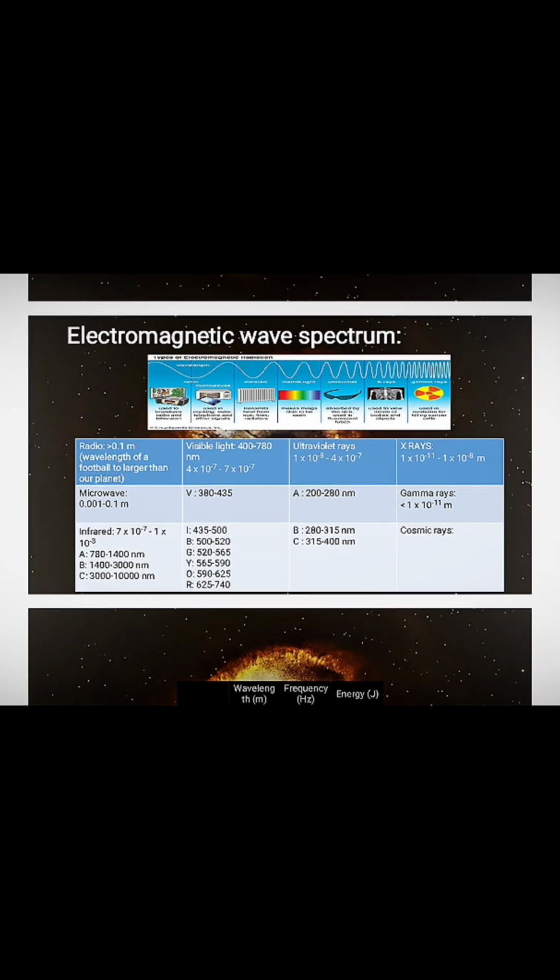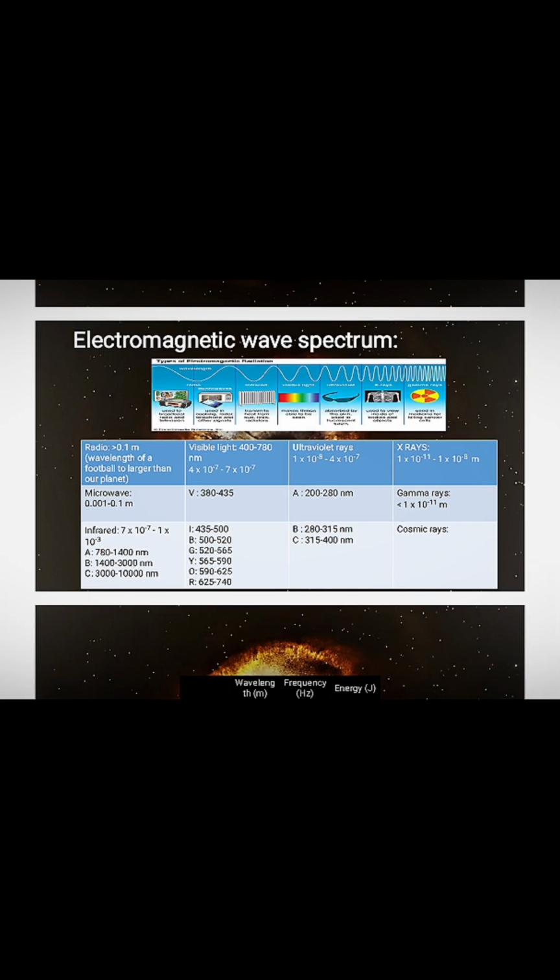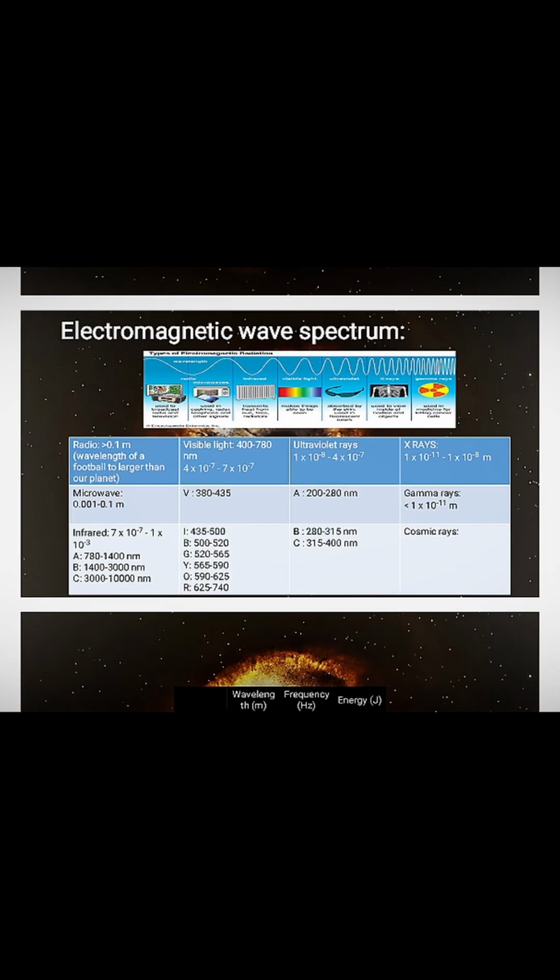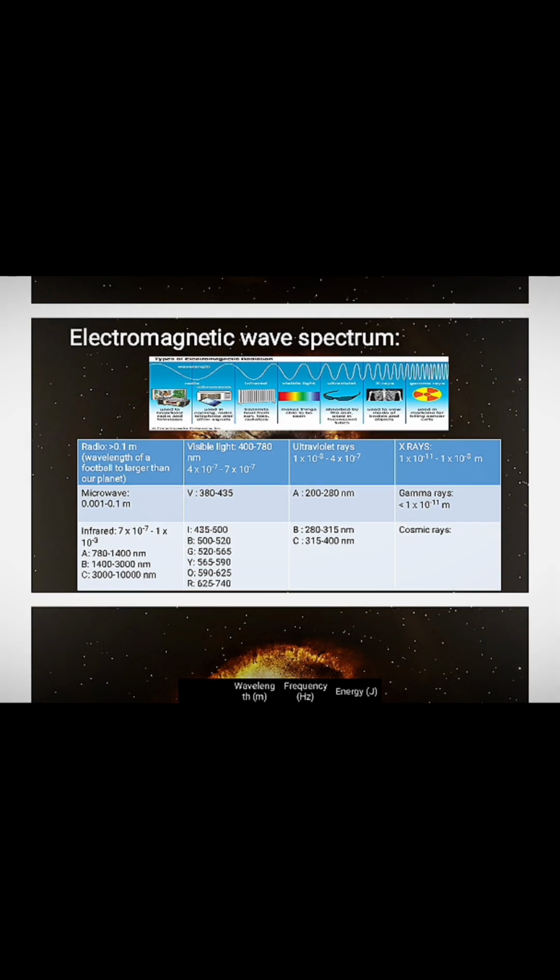So we know the mnemonic VBGYOR, standing for violet, indigo, blue, green, yellow, orange and red. Violet falls in the range of 380 to 435 nanometers. Indigo falls between 435 to 500 nanometer. Blue is in the range of 500 to 520 nanometer. Green is in the range of 520 to 565 nanometers. Yellow is 565 to 590 nanometers, orange ranges from 590 to 625 nanometers, and red from 625 to 740 nanometers.